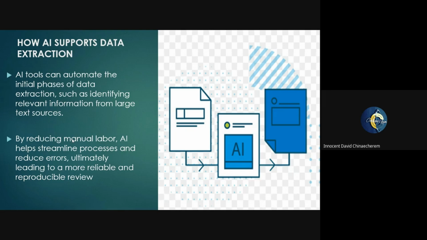And also, it tries to reduce manual labor, right? It streamlines the process, reduces the errors, and ultimately leads to a more reliable and more reproducible review, because the more it is AI assisted, the less likely there will be human error. How can human error come in? Because when you are manually extracting that information, if you can remember in our last session, when we were extracting some of those items like the findings, sample size, and participant characteristics, as humans, we tend to make errors, we tend to be prone to error.